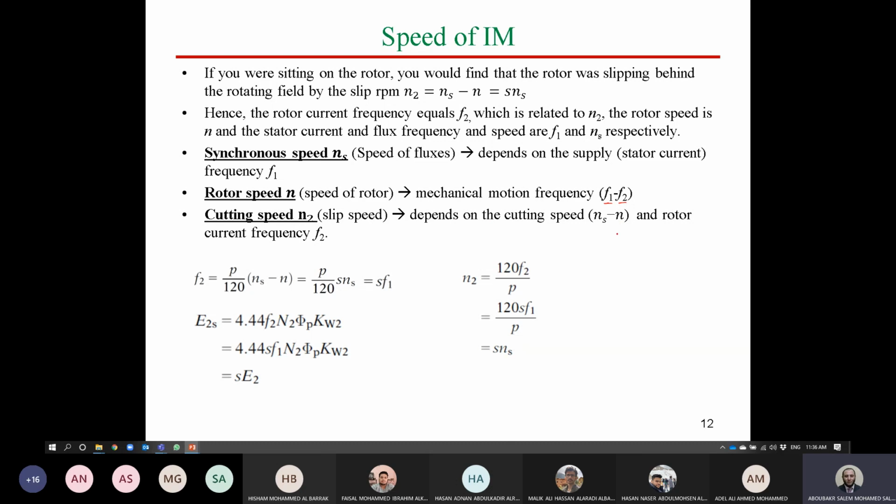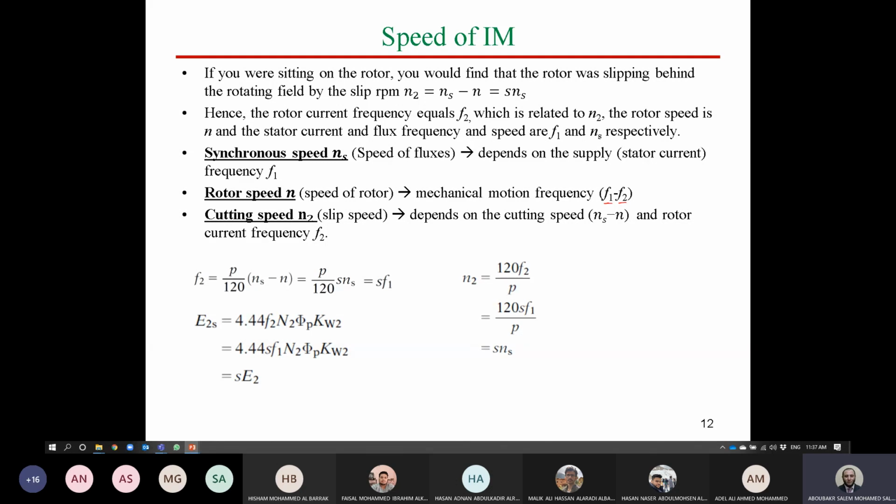So now we have two main frequencies. Frequency F1, which is the supply frequency. Frequency F2, which is the rotor current frequency. And we have three important speeds. Synchronous speed, which is the flux speed. We have rotor speed, which is N equals Ns minus N of slip, or S multiplied by Ns. And we have cutting speed, which is S multiplied by Ns. So these are the different speeds we have in the induction motor.